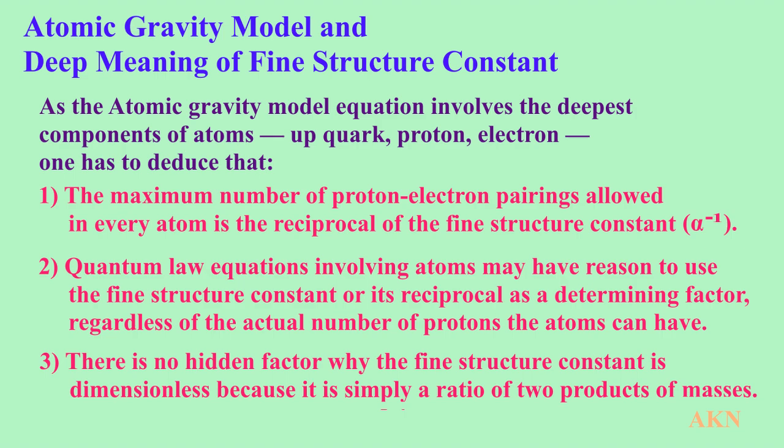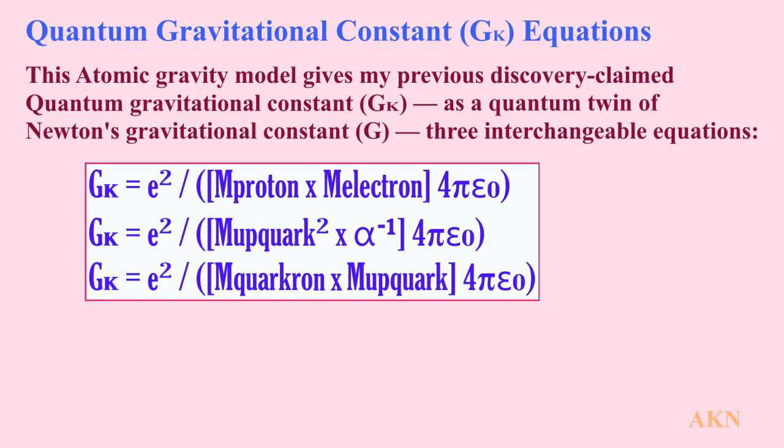There is no hidden factor why the fine structure constant is dimensionless, because it is simply a ratio of two products of masses. This atomic gravity model gives my previously discovered quantum gravitational constant, a quantum twin of Newton's gravitational constant, three interchangeable equations.